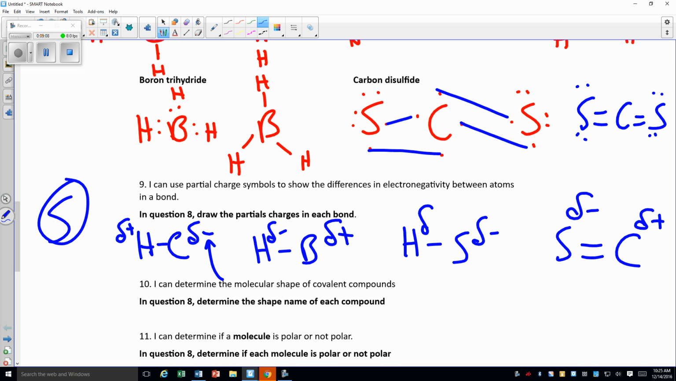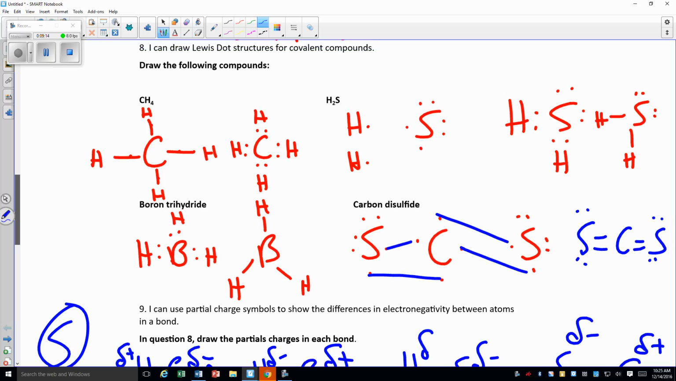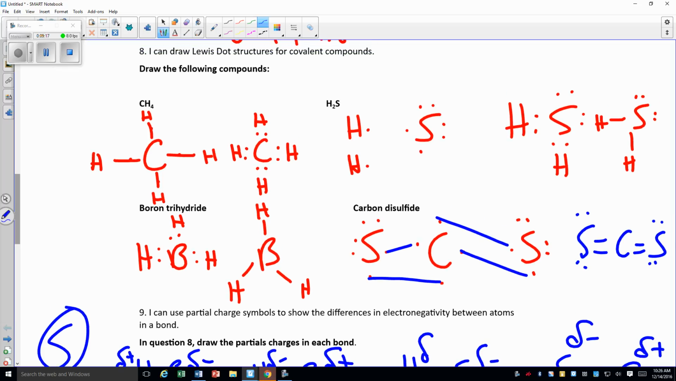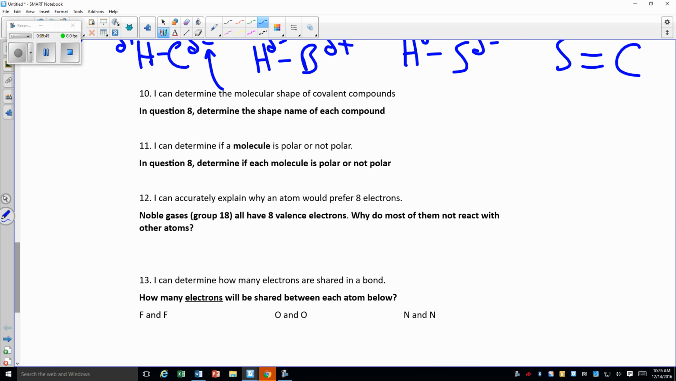Determine the shape of each compound in question 8. So this one is one of the ones where you have to kind of memorize those shapes. CH4 is tetrahedral. Boron trihydride is trigonal planar. This one is bent. And that makes this one linear. That's something you just kind of have to memorize.